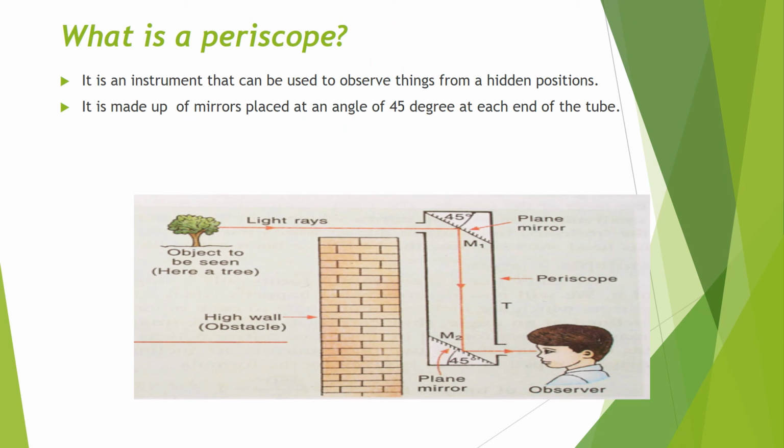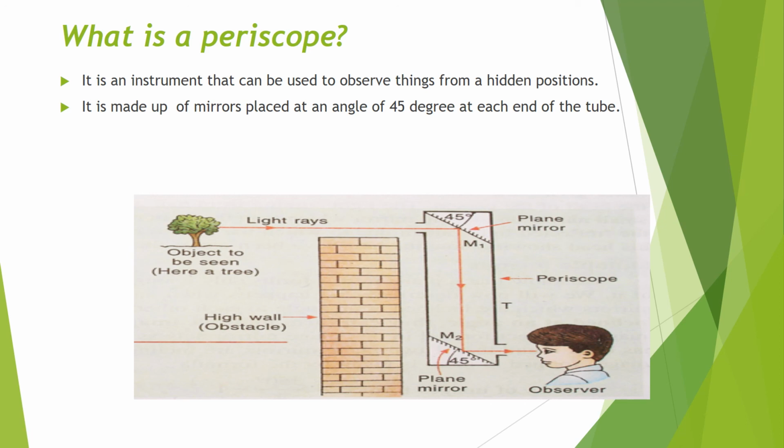Okay, now we are going to learn about a periscope. What is a periscope? Yes, very good. It is an instrument that can be used to observe things from a hidden position. It is made up of mirrors placed at an angle of 45 degrees at each end of the tube.